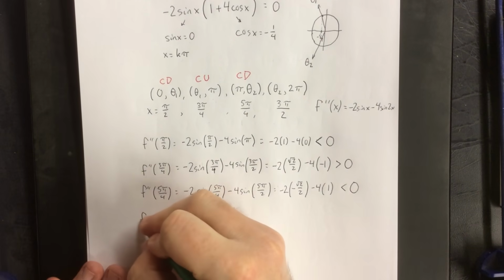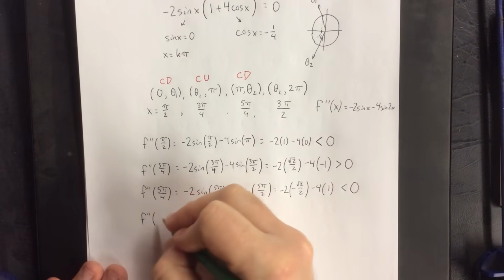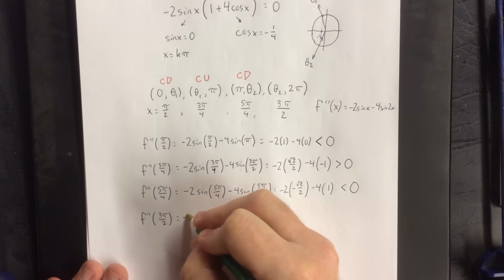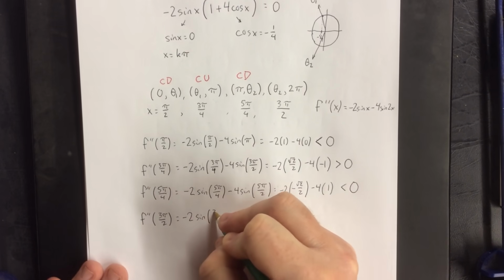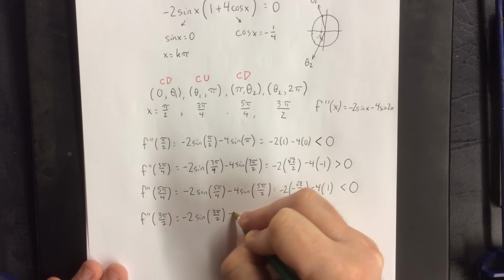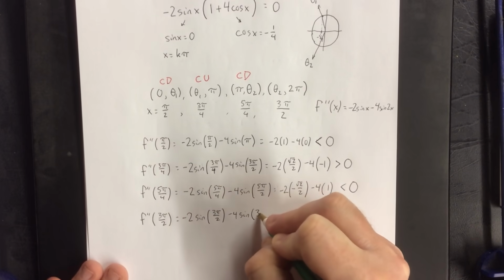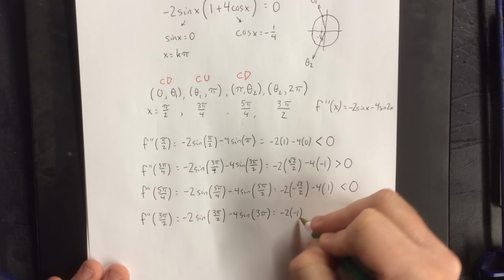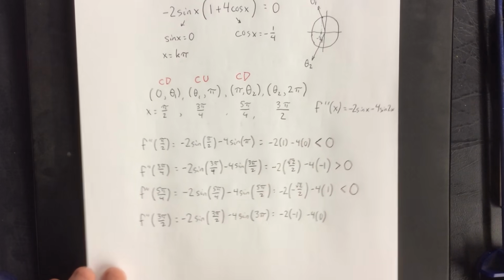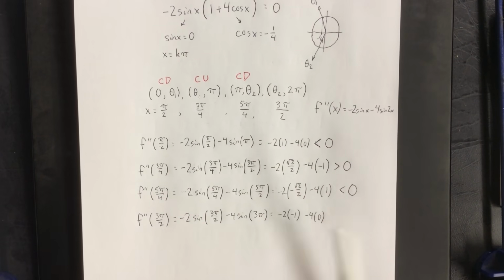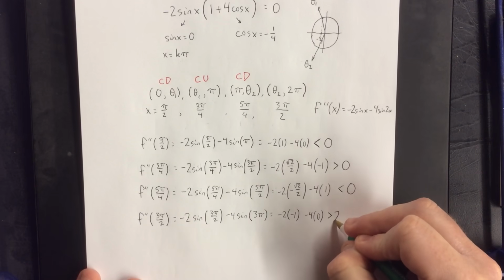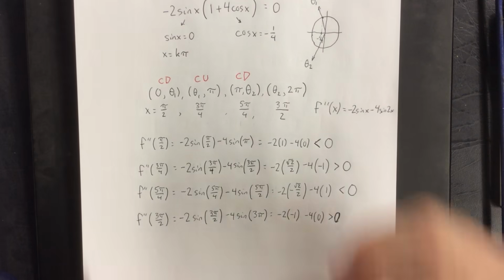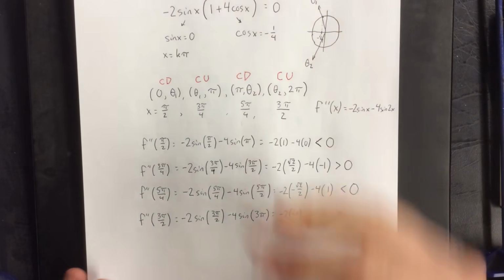And finally, f double prime of, last test point is 3 pi over 2. That will be negative 2 times the sine of 3 pi over 2 minus 4 times the sine of double that angle, that'll be 3 pi. This is negative 2 times negative 1 minus 4 times 0. That is a positive number. We are going to wind up getting a positive, oh, sorry, got ahead of myself. I was going to say greater than 2. It's equal to 2, which is greater than 0. So it'll be concave up on this interval.